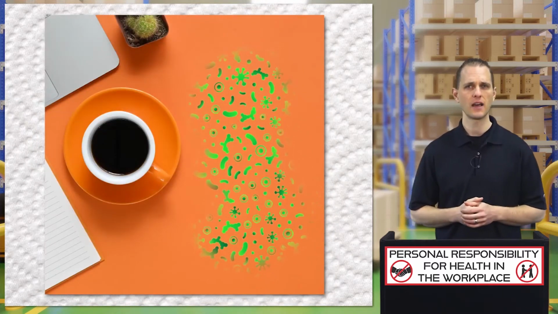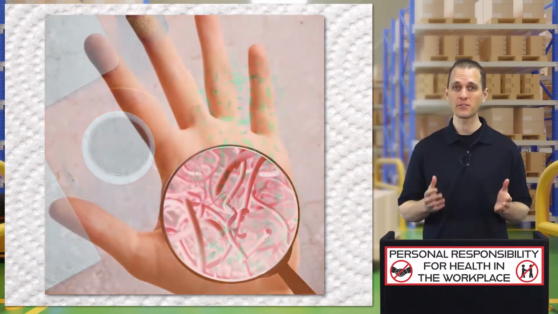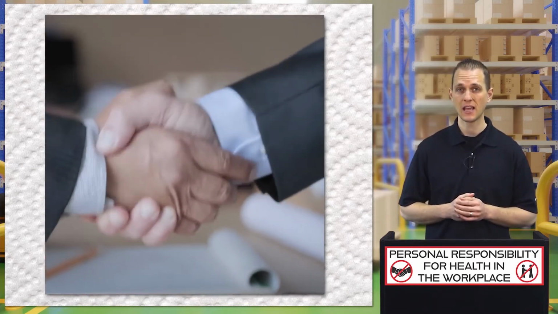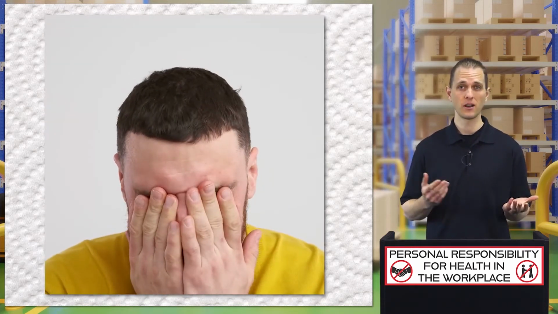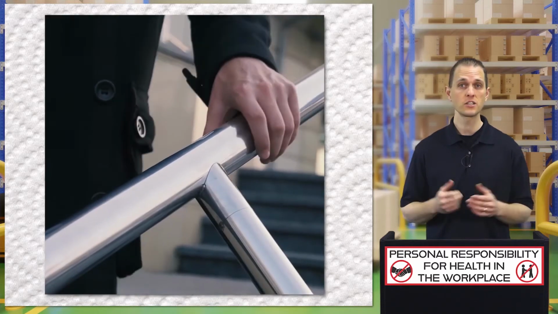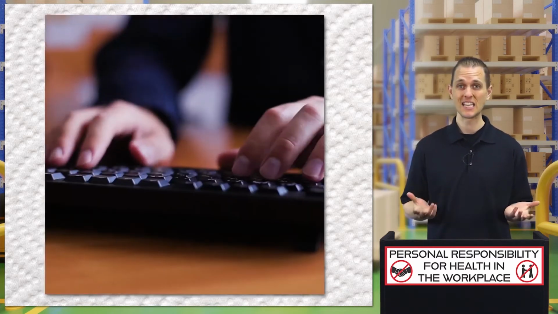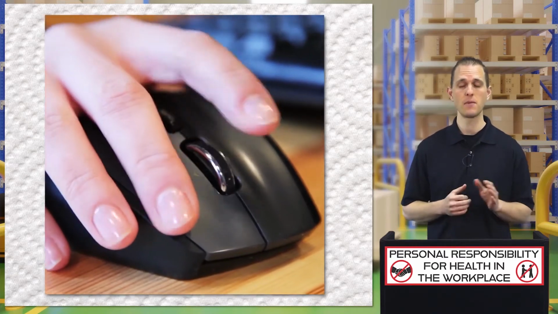Because a virus can live that long on surfaces and skin after coughing and sneezing into your hands, you can spread it by shaking hands, touching your mouth, eyes, or nose, or touching objects and surfaces such as light switches, desks, keyboards, and computer mouses, among many others.